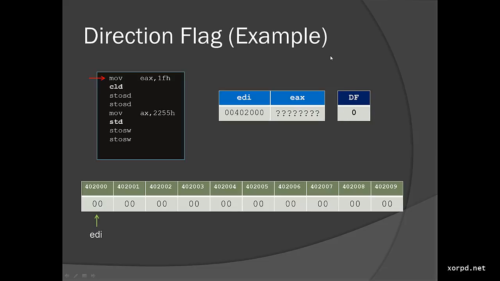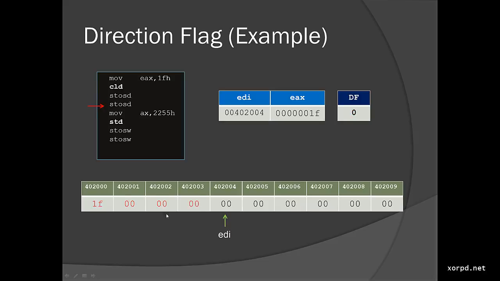Let's begin. We move the value 1F into EAX. Next, we clear the direction flag. This is not going to have any effect because the direction flag is already 0. We do it just to be sure. Next, we store a D word to the location pointed by EDI, which is this location, which means that we are going to store a D word over those 4 cells. The D word that is going to be stored is the contents of EAX, which is currently 1F.